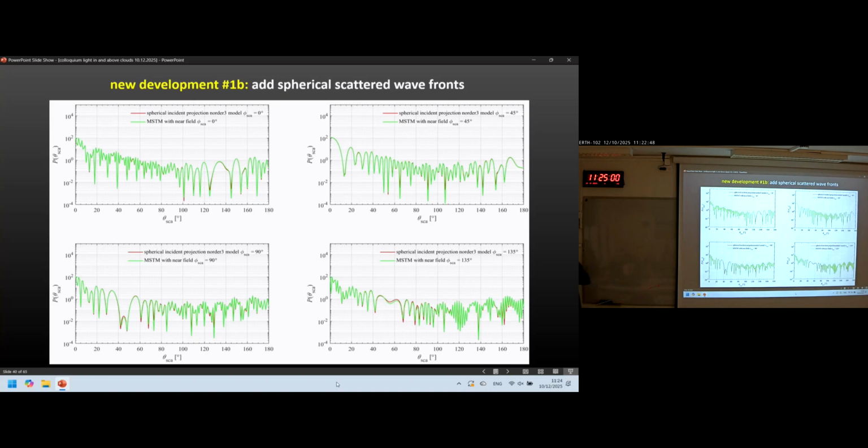I'll mention one other new development. I call this new development number 1B. I've been working on just another feature, which is describing the scattered wavefronts as spherical and not planar. I think 6 or 7 months I've been working on it. After all that time, I finally got to this result, and I'm comparing again to another model. Let's see if it works. The green is the other model, the red is my model. It's not bad. These are different angles that I'm looking at against forward scattering and backward scattering. I don't do so bad.